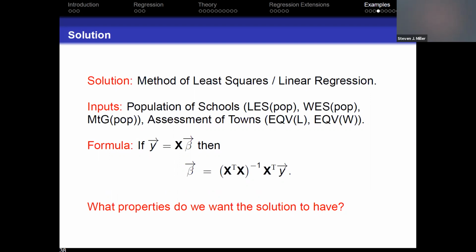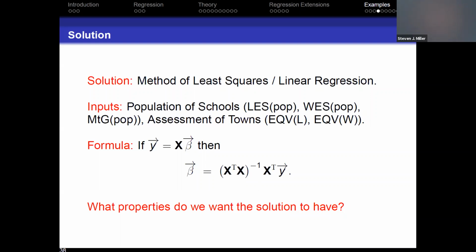All I really needed to use was the populations of the 3 schools: Lanesboro Elementary, which is Lanesboro population, Williamstown Elementary School, which is Williamstown population, and the Mount Greylock middle high school population. And then the other input was the assessment of towns. This was basically like the net property value in the 2 towns. And so this is a little bit more involved than what we did before.